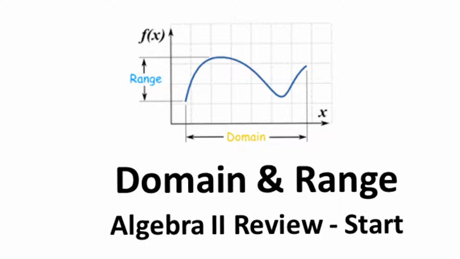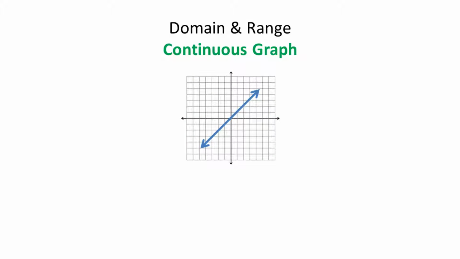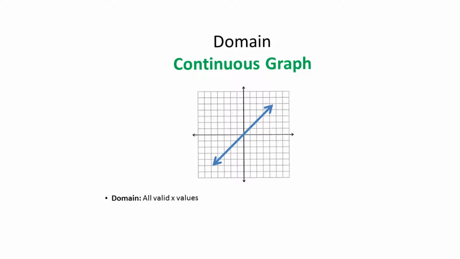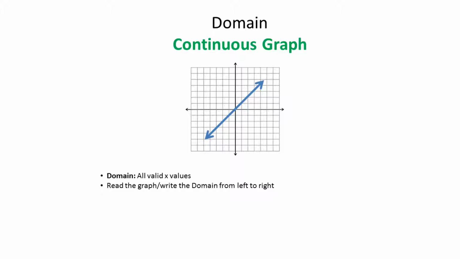Okay, now we're just going to do a quick review of domain and range, things that we learned in Algebra 2. First, we're going to look at the domain and range for this continuous graph. We know it's continuous because if I draw the line, I don't have to pick up my pencil. When we look at domain, we're going to look at all valid x values. So we're going to be looking at the x-axis and what values of x are valid for that function.